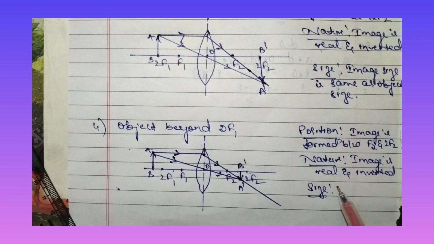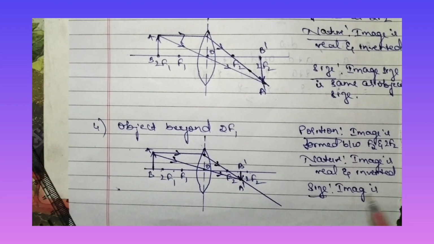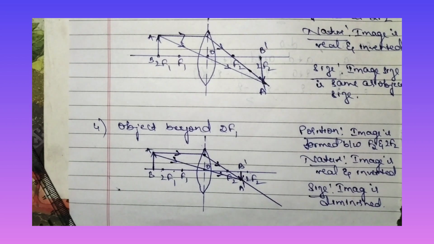Then what is the size of the image? The image is diminished. Diminished means the image size will be reduced. Therefore the image is diminished. So if the object is this much size, the image will be smaller. So the image size will be lesser than the object size. That means the image is diminished.